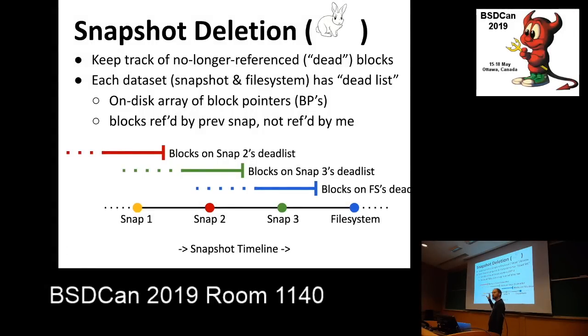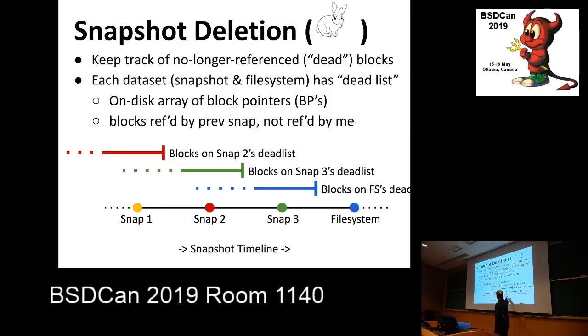Let's talk about the next algorithm, called the bunny algorithm, or maybe the hare algorithm. The key thing here is that we're going to add an additional data structure called a dead list to keep track of blocks that are no longer referenced. This is an on-disk data structure, and every dataset, meaning every snapshot and every file system, has this dead list. It tells us here are the blocks that were referenced by the previous snapshot, but aren't referenced by this snapshot or file system. So it's the blocks that I killed.